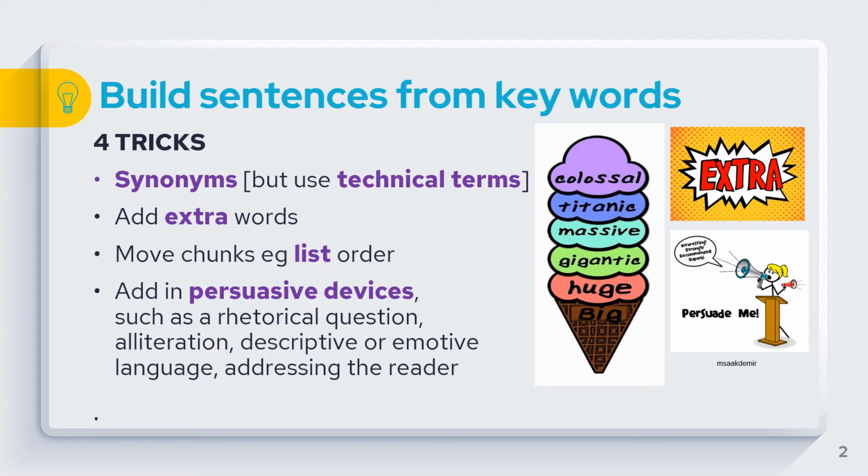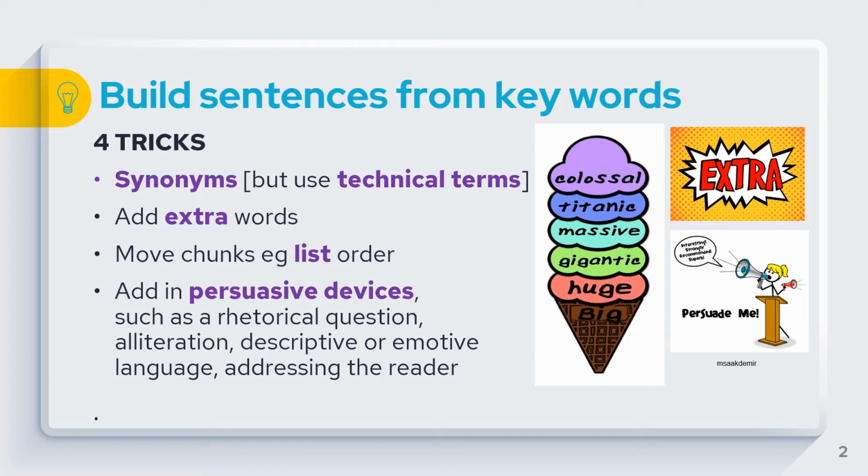We need to build sentences using keywords that we found in the original text. And so there are 4 tricks for building these new sentences of our own. So we can use synonyms. Instead of saying huge, we might say massive. We have to keep technical terms like dinosaur or Tyrannosaurus Rex. We can't change those technical terms. It's a really good trick to add in lots of extra words of your own.